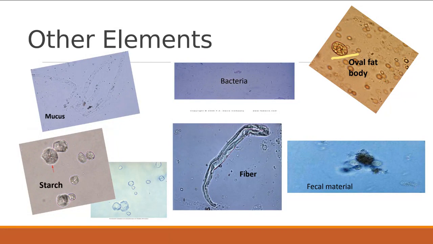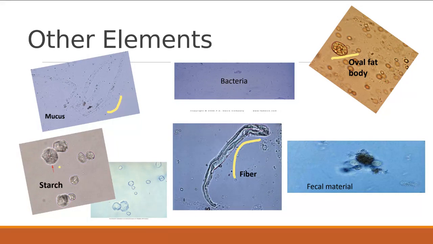Bacteria, when we start looking at amorphous crystals, sometimes you can have a problem with that. But if you look real carefully, you can see they have that rod shape. Your mucus just looks like threads. Same thing with your fiber. Fiber is a little more solid, whereas these are almost clear with little dots, right? So they look a little different.